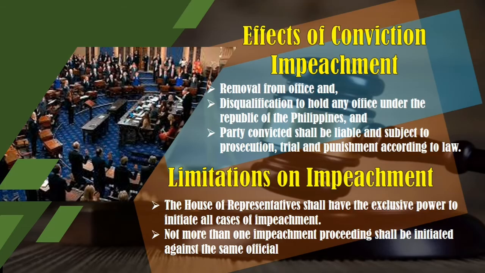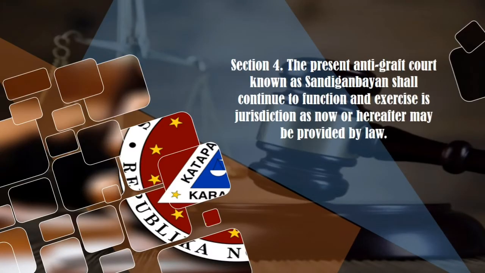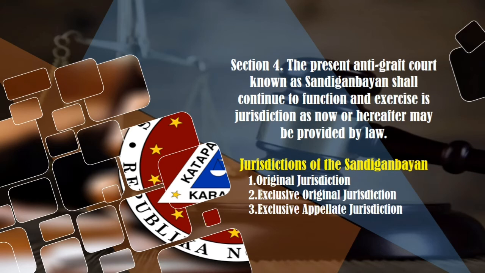Then Section 4 of Article 11 provides that the present anti-graft court, known as the Sandigan Bayan, shall continue to function and exercise its jurisdiction as now or hereafter may be provided by law. So, the jurisdictions of the Sandigan Bayan include its original jurisdiction, the exclusive original jurisdiction, and the exclusive appellate jurisdiction. So what is this Sandigan Bayan, or sometimes known as the support of the nation? This is a special appellate collegial court in the Philippines that has jurisdiction over criminal and civil cases involving graft and corruption practices and other offenses committed by public officers and employees, including those in government-owned or government-controlled corporations.